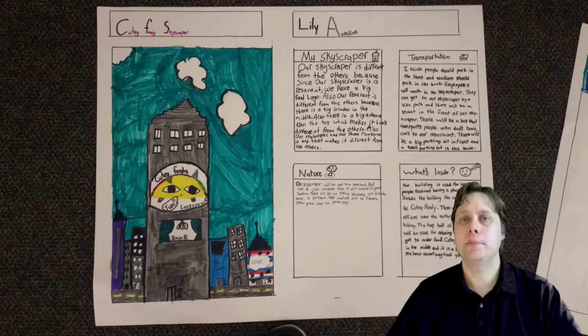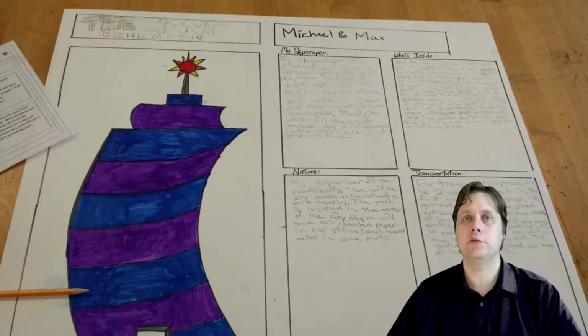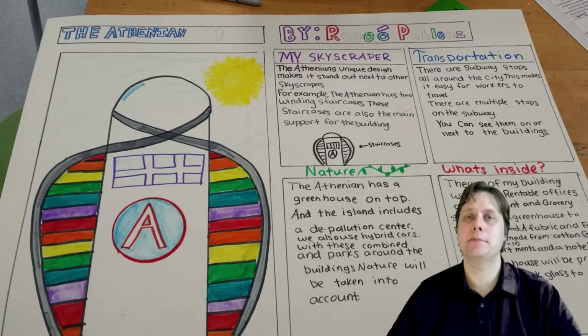Now, the other key component of the class is they're going to create a large poster. The poster will have a picture of their skyscraper, and it will have 4 boxes. In the 4 boxes, we ask them to answer some questions. For instance, questions about transportation to their skyscraper, the relation of the environment to their skyscraper, which is something we talk about in the class, as well as what's inside their skyscraper.